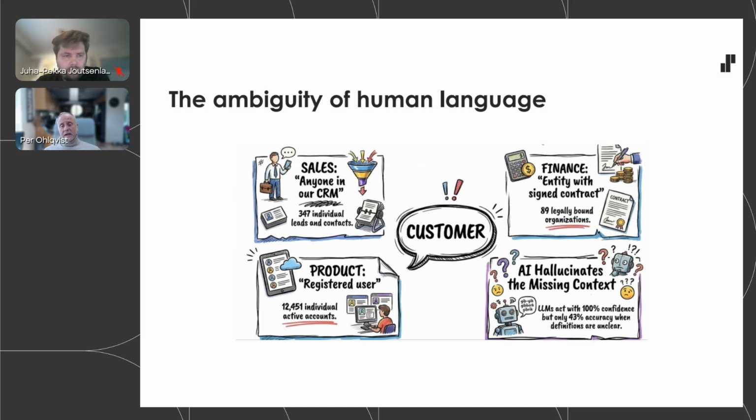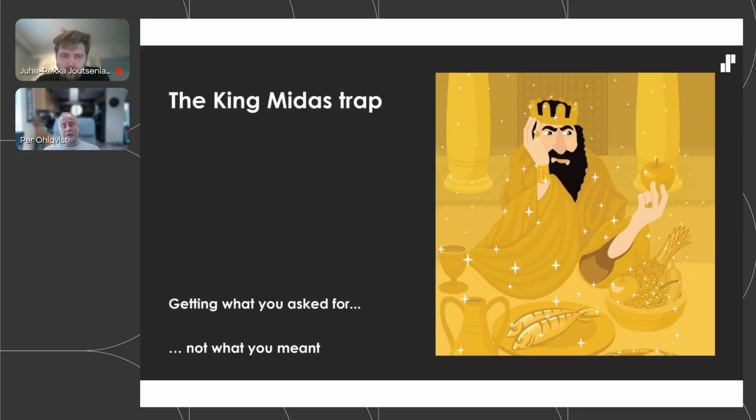So both humans and machines need some sort of semantic backbone of shared meaning. Maybe you remember the Greek myth about King Midas, who wished that everything he touched would turn into gold. Well, his wish was granted. He got exactly what he asked for, but not what he meant. When he touched his daughter, she became a golden statue. And when he tried to eat, his food turned into gold.